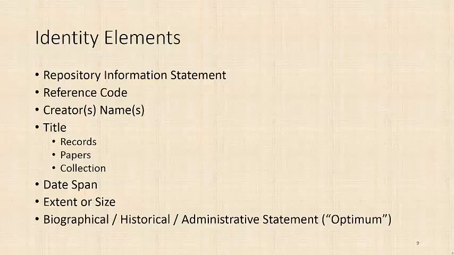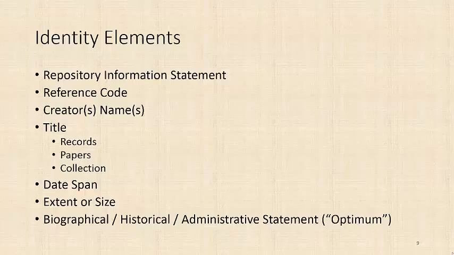Assign a reference code to the collection itself. Include the creator's names. Remember, provenance demands that we pay attention to the creator. Include a title that might be the words records for records of an organization, papers for the historical manuscripts of a person, or collection for bodies of materials brought together but not necessarily produced by the particular creator.